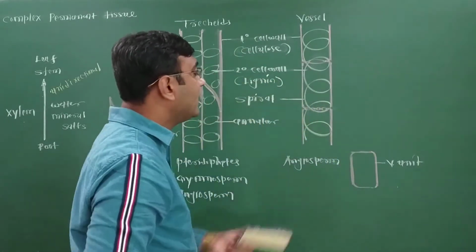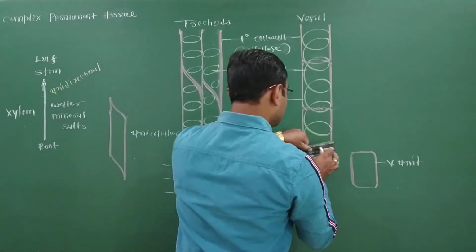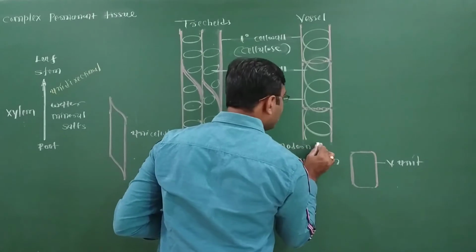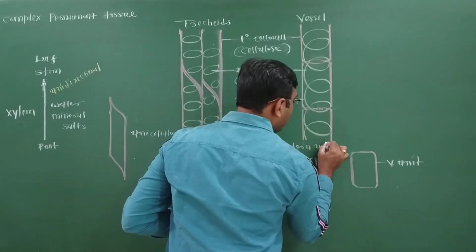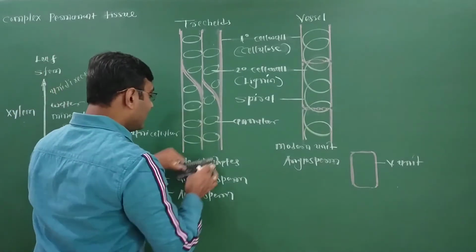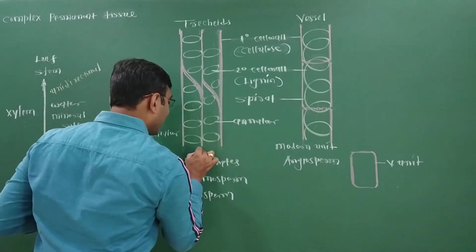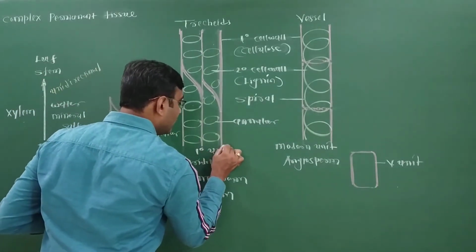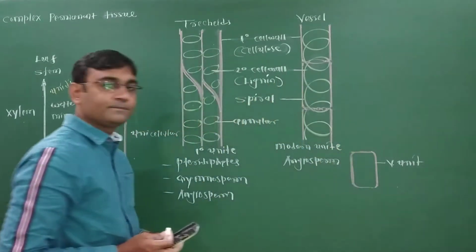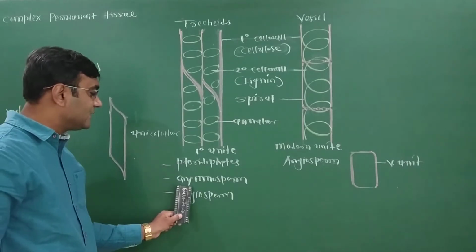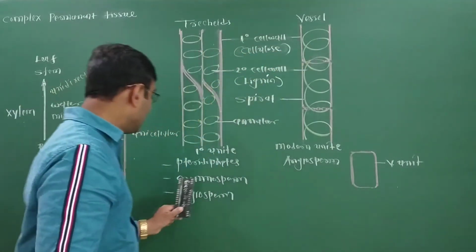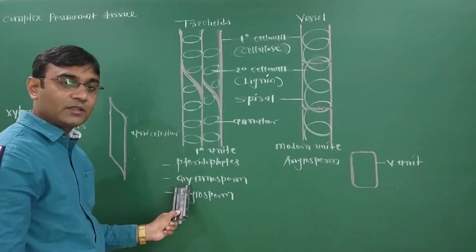Vessel is the modern unit for water conduction, whereas tracheid is considered the primary, initial or primitive unit for water conduction. Pteridophytes and gymnosperms have just tracheids; vessels are not present in either of them.